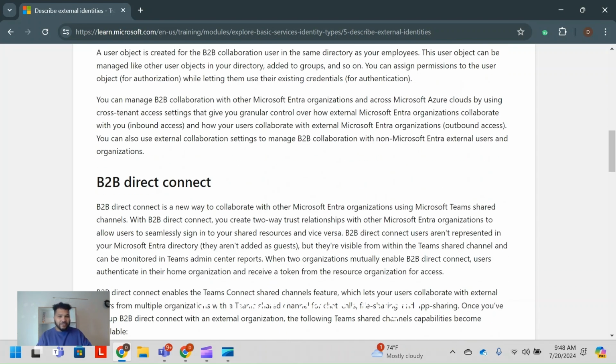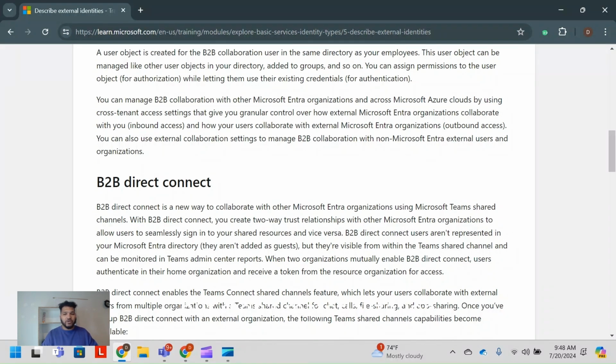There's direct connect, which is a new way to collaborate with other Microsoft Entra organizations using Microsoft Teams shared channels. With direct connect, you create a two-way trust relationship. We talked about this trust and federation with the other Microsoft Entra organizations, to allow users to seamlessly sign into your shared resources and vice versa. Connect users aren't represented in your Entra directory. They aren't guests, but they're visible from within the Teams shared channel and can be monitored in Teams admin center reports.